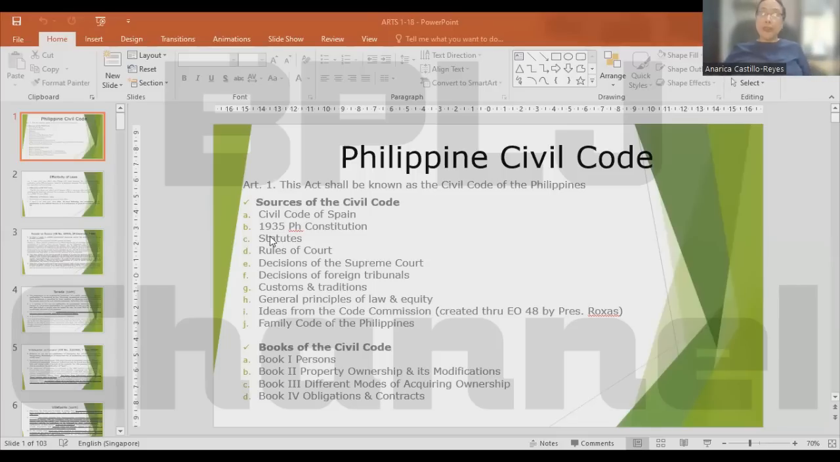We will now discuss persons and family relations. We will start with the Philippine legal system. It is basically an introduction to the Philippine legal system. So we will study the Philippine Civil Code.